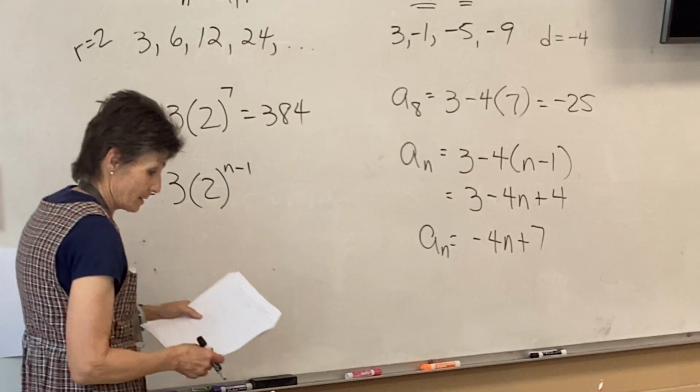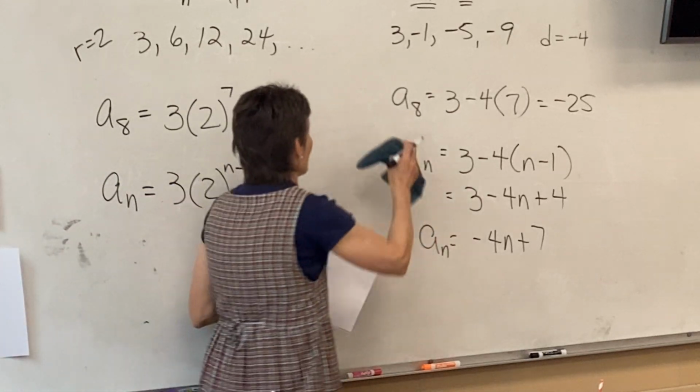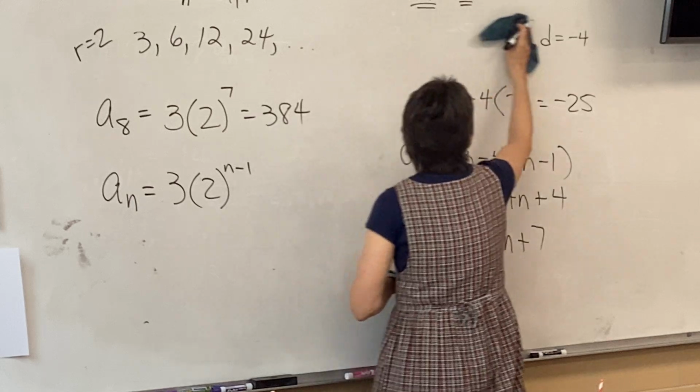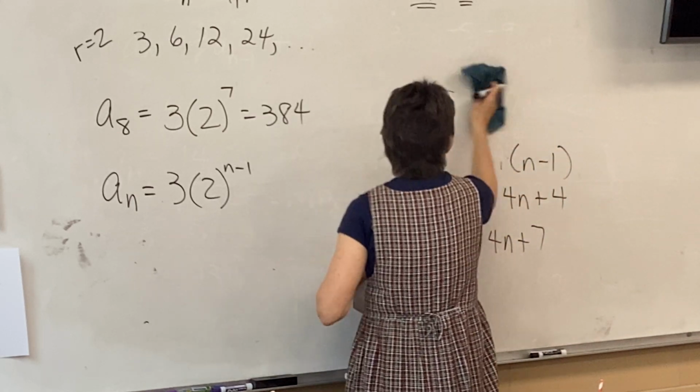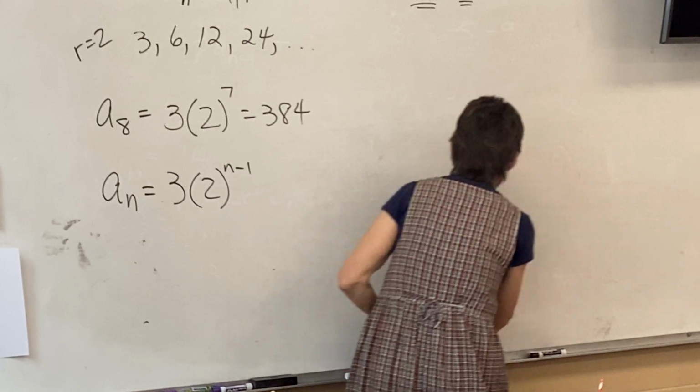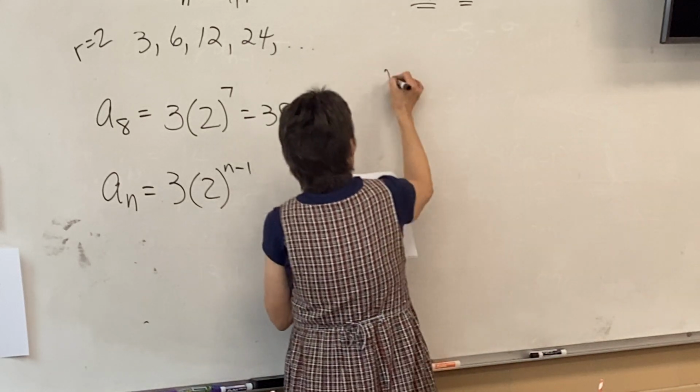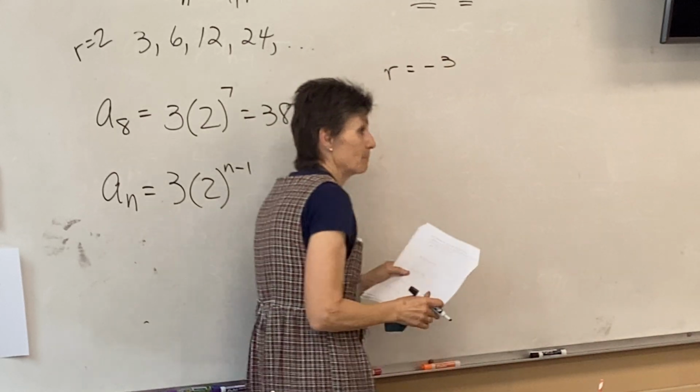All right. How about C? What do we have in C? R is negative. I think geometric. C is geometric, and my ratio is -3.